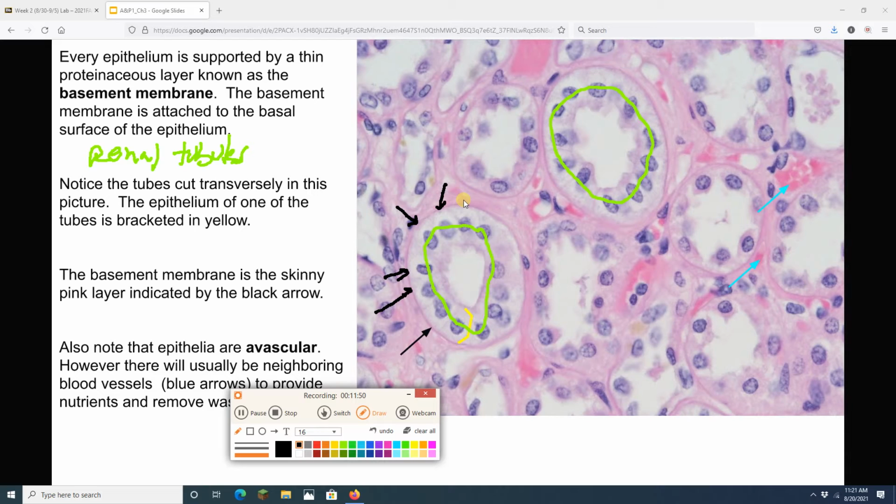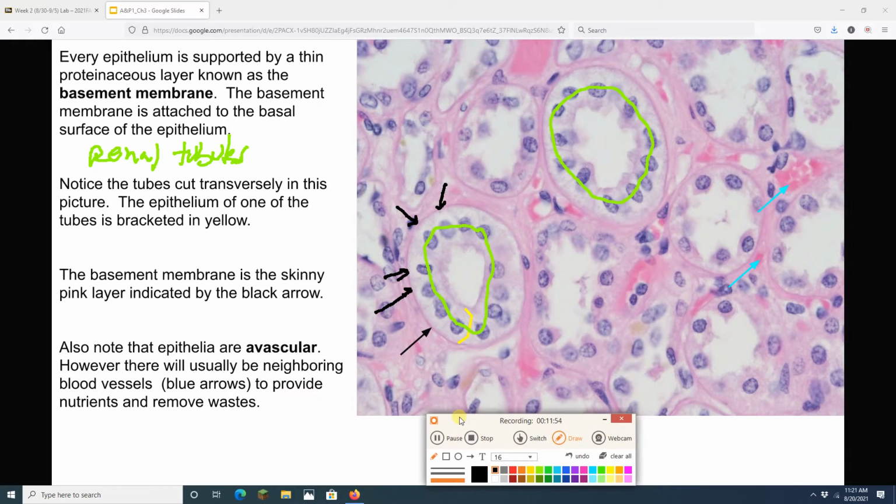Now, one thing that's interesting about epithelial tissue is that it is generally avascular. What does that word avascular mean? Vascular refers to blood vessels. The A prefix there means without or lacking. So epithelia are avascular. They are lacking blood vessels.